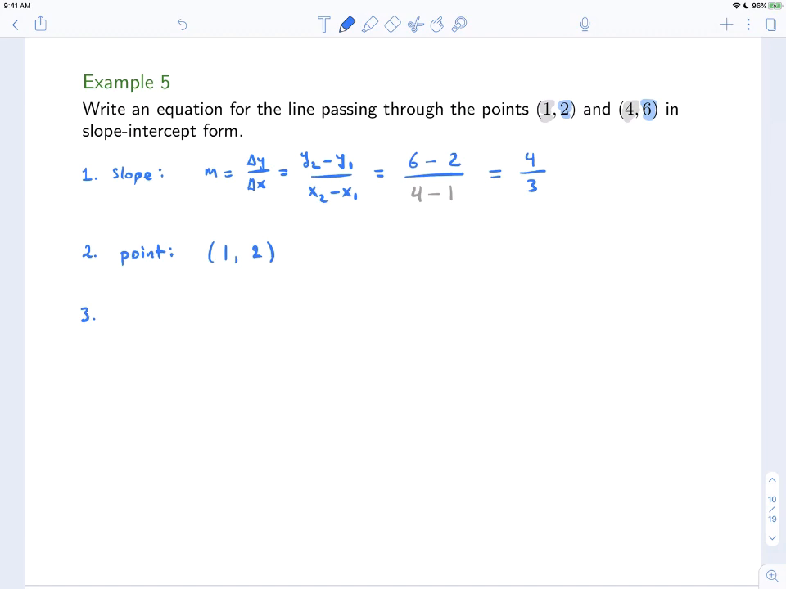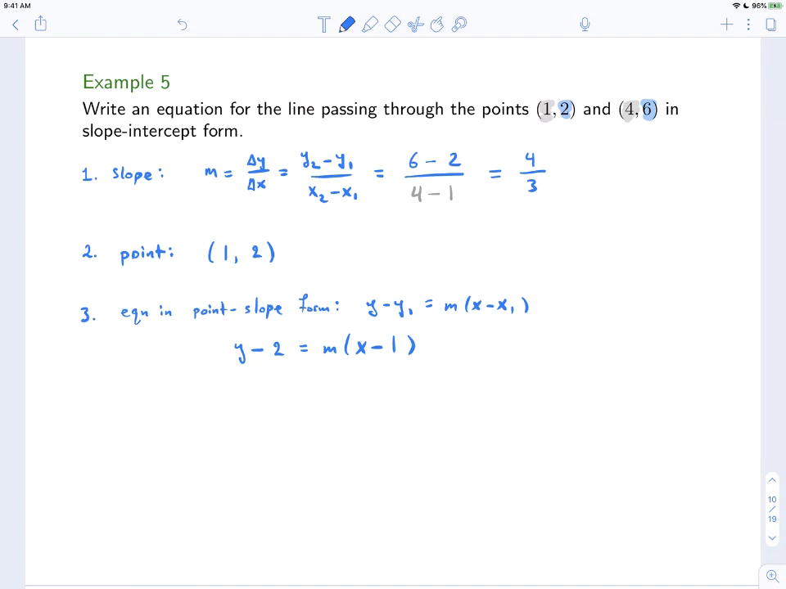Step 3 is to write the equation in point-slope form. So that's y minus y1 equals m times x minus x1. All right, well, y minus y1 is that 2 right there, equals m times x minus the x-coordinate, which is 1. So this is the equation in point-slope form.